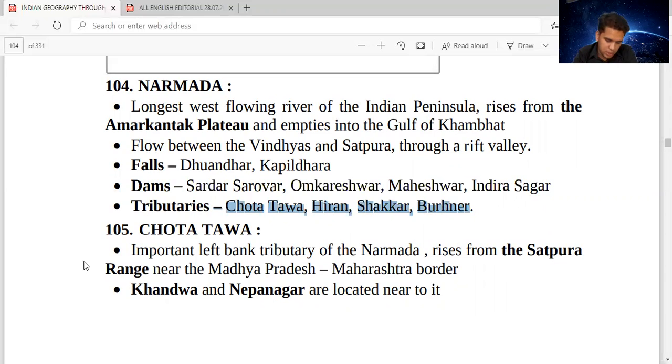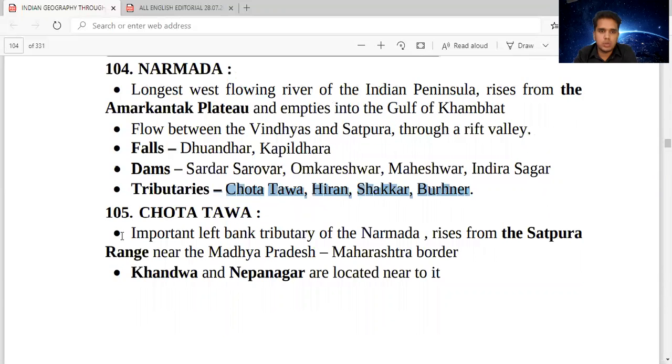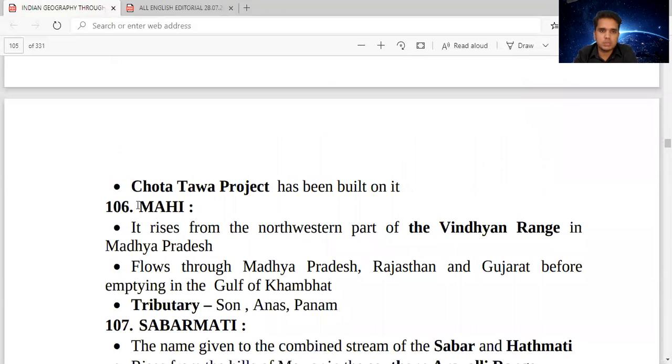Next river is 106, Mahi. It rises from the northwestern part of the Vindhyan range in Madhya Pradesh. It flows through Madhya Pradesh, Rajasthan, and Gujarat before emptying into the Gulf of Khambat.